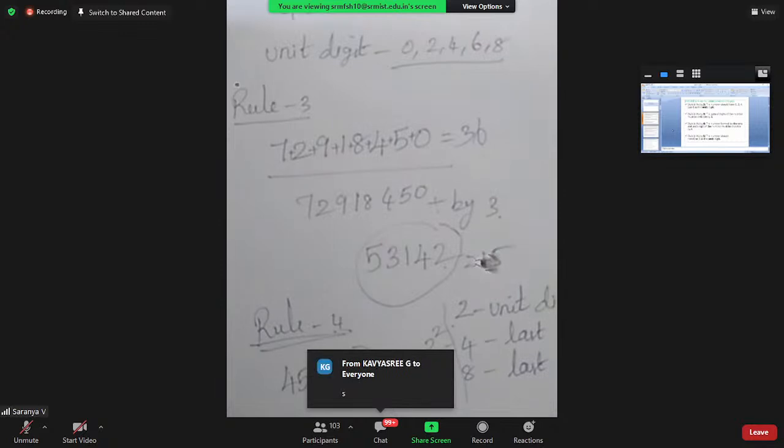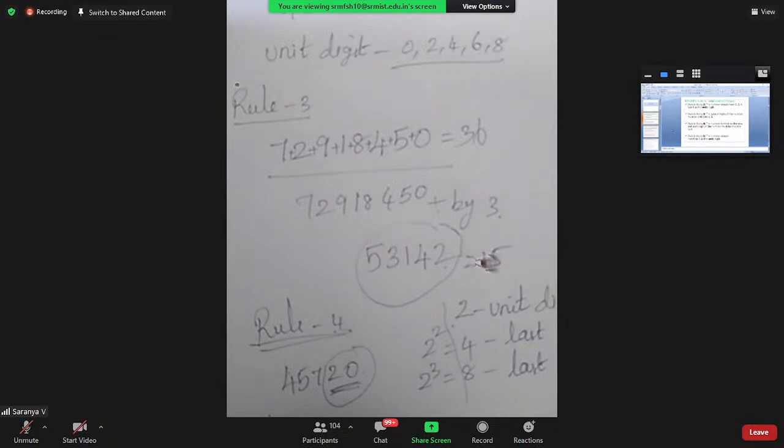Yes or no? Yes. So we can say that 45720 is also divisible by 4. Clear? Is it clear? The rule of 2, 3, and 4.